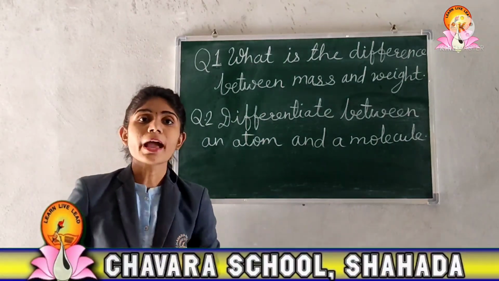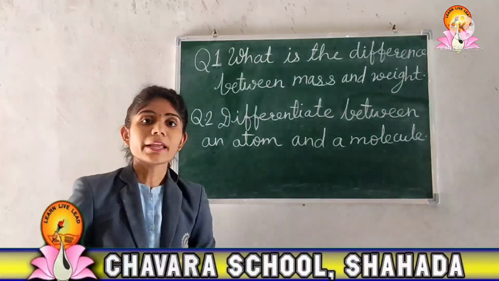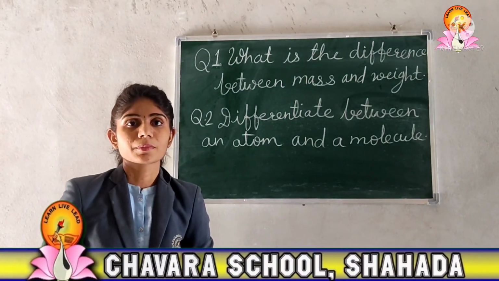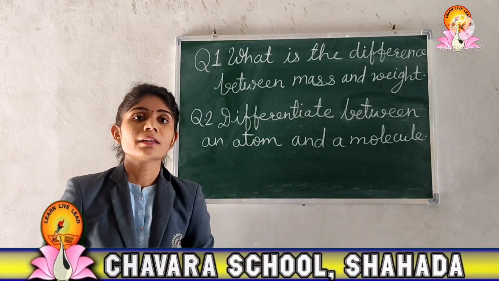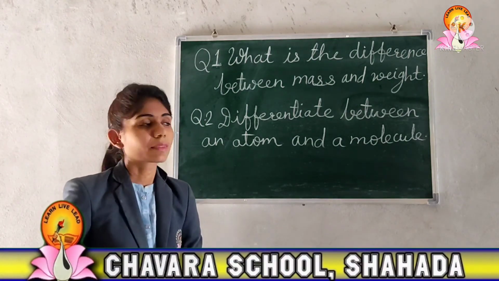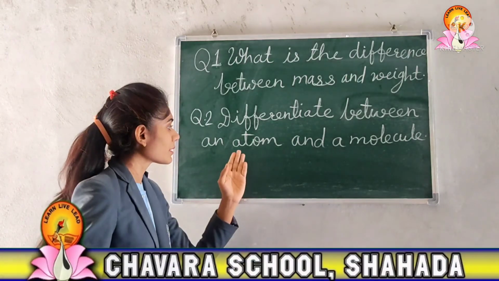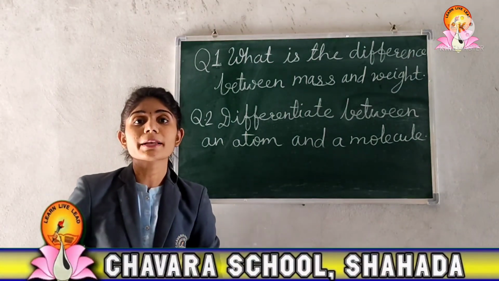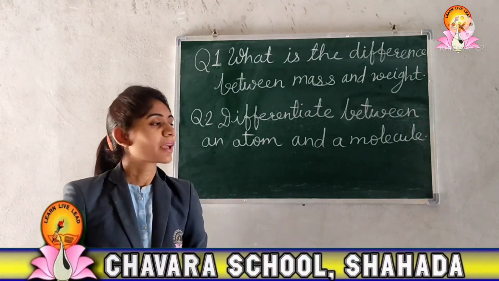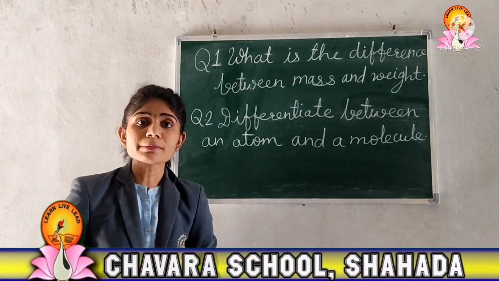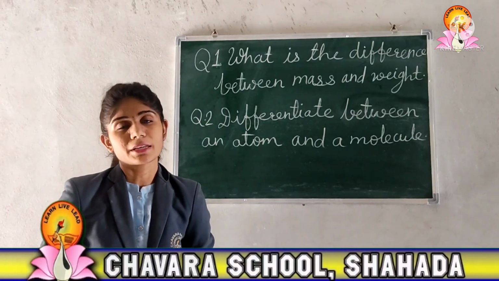Second, differentiate between an atom and a molecule. Atoms do not have independent existence, but molecules can exist independently. Atom is the extremely smallest particle, smaller than the molecule. Molecules are bigger than atoms. Atom is an extremely small particle that exhibits all the properties of that matter, and molecule is the smallest particle that also exhibits all the properties of that matter.